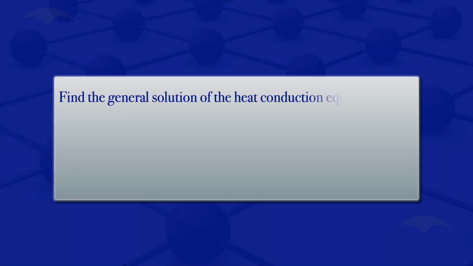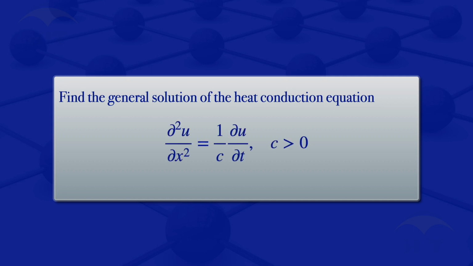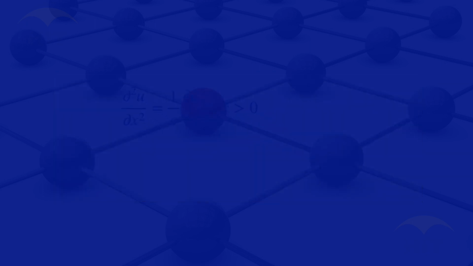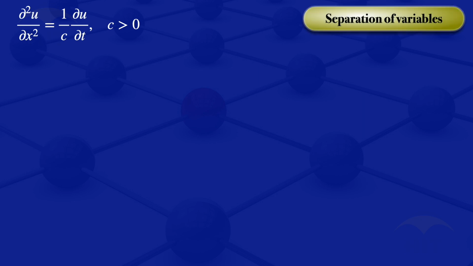In this video, I'm going to find the general solution of the heat conduction equation, which is defined by the second partial derivative of u with respect to x equals 1 divided by c multiplied by the partial derivative of u with respect to t. The c there is a constant which is greater than 0. So we have that partial differential equation, and I'm going to solve it using the method of separation of variables.